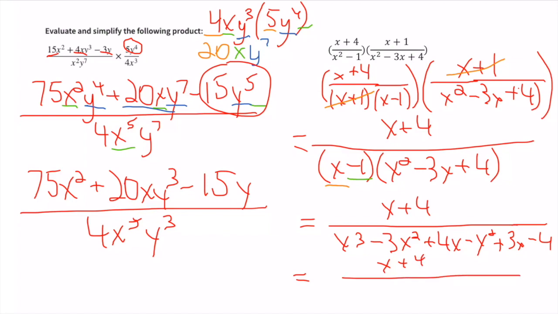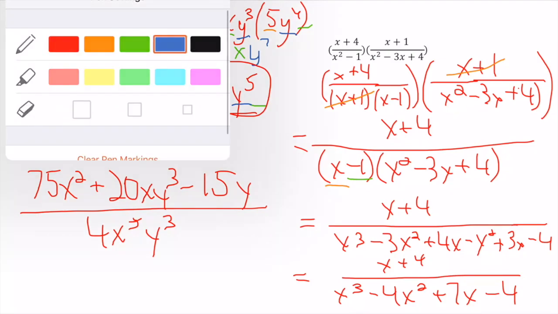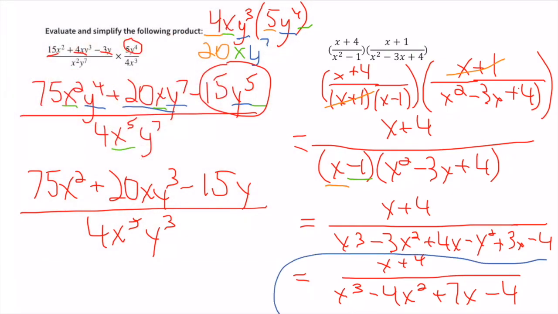When I collect these like terms, I'm just left with x cubed minus 4x squared plus 7x minus 4. And there is my final answer right here. I won't be able to factor anything else out to simplify that at all, so I'm just left with that.